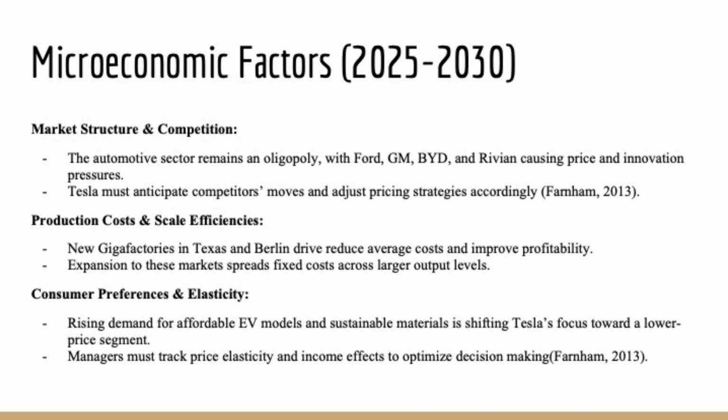So another factor is production and economies of scale. Tesla's new gigafactories in Texas and Berlin have been very big for their efficiency. As these factories continue to grow, then Tesla can spread out the fixed costs that they have over a larger number of vehicles. And so that actually will lower the average cost per car, which is huge for them to be able to keep their prices competitive and still be profitable, because it'll lower how much of those fixed costs actually apply to each car.